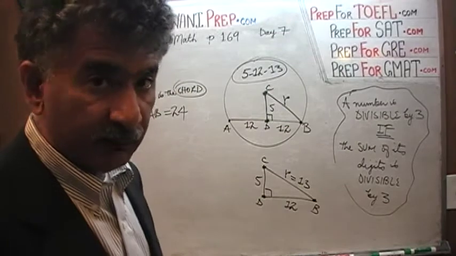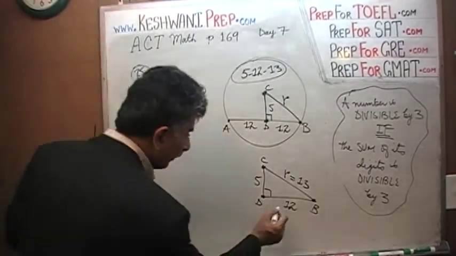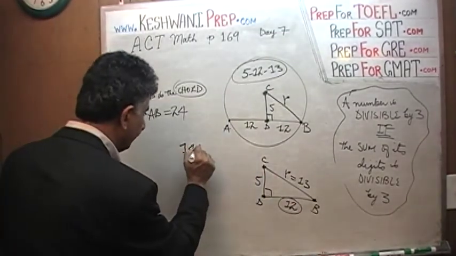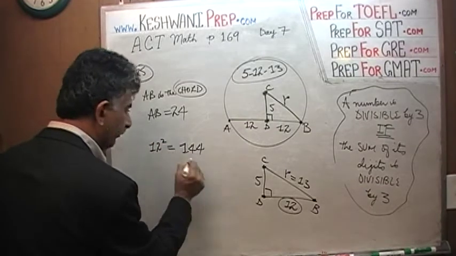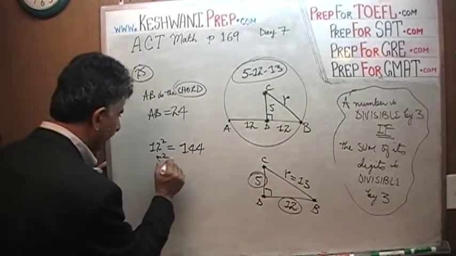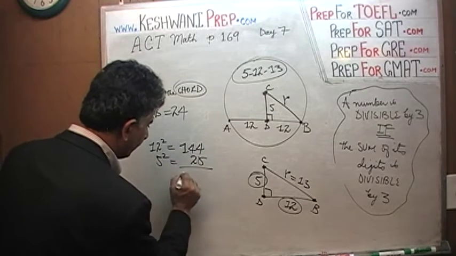And if you don't recognize this, it's not the end of the world. It's very simple. Just square 12. 12 squared is 144. The square of the 5, 5 squared is 25. And of course we get 169.